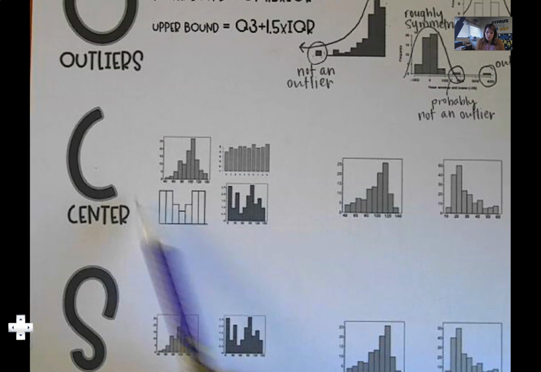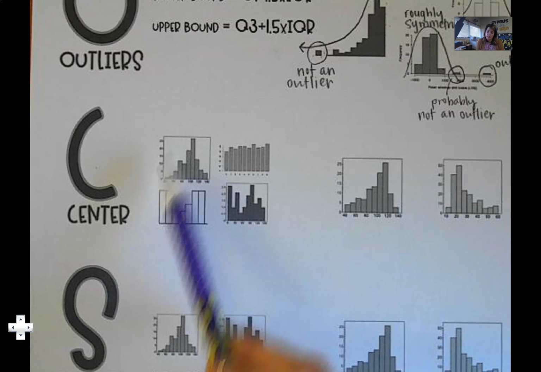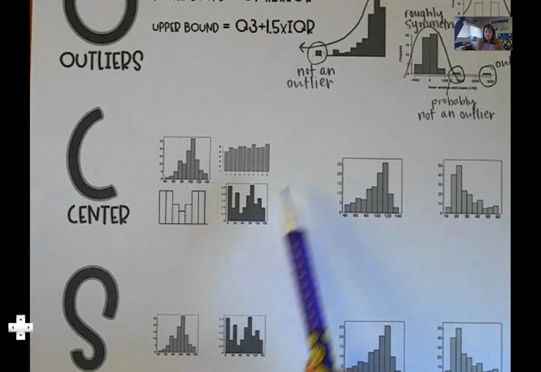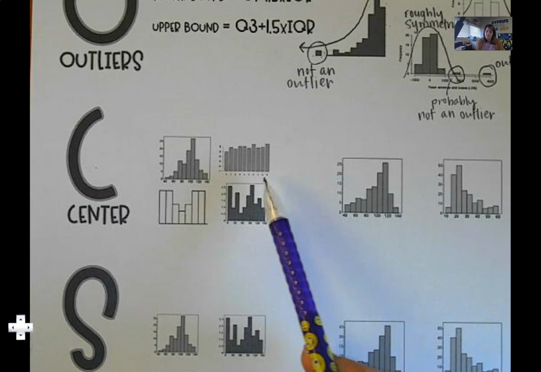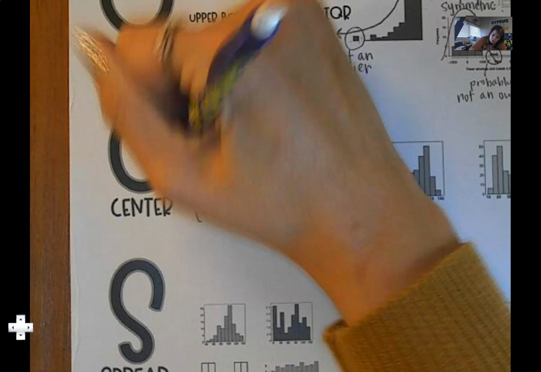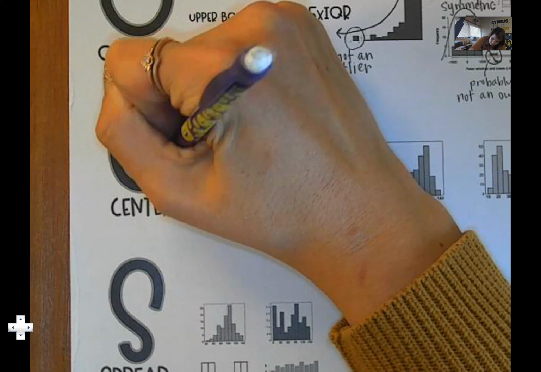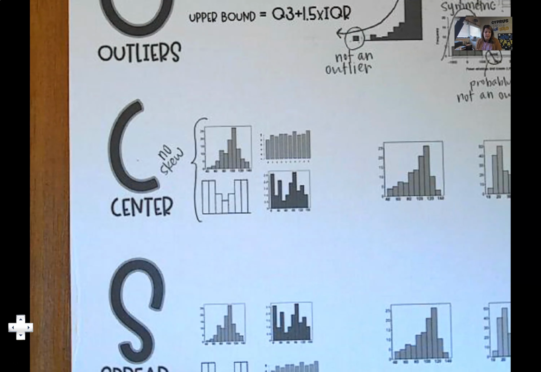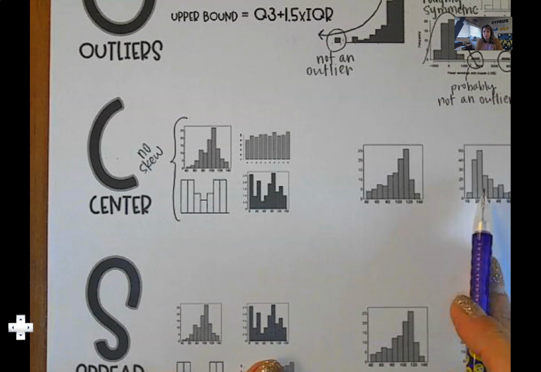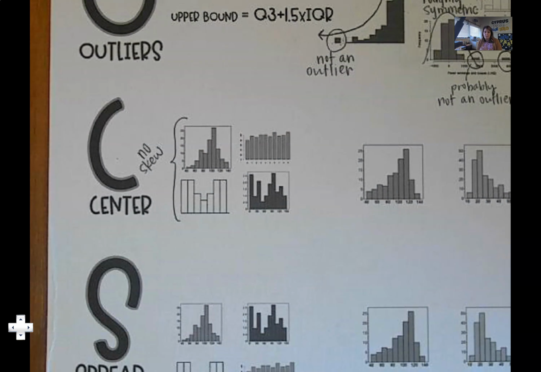So these four graphs are grouped together because there is no skew. There is no skew in these graphs. And these are grouped together because they are skewed. Well, why does that matter?